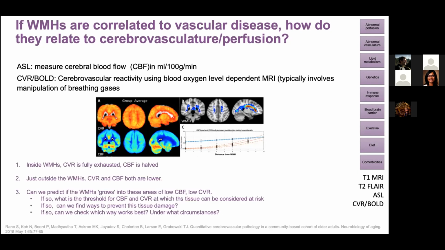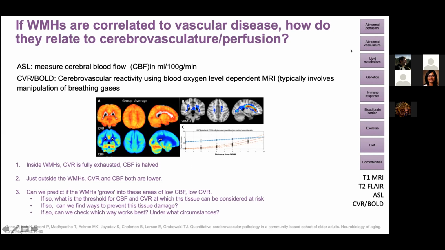So we could ask the question, can we predict if the white matter hyperintensity grows into these areas of low CBF and low CVR? If so, can we prevent that extension of these white matter hyperintensities? And if we can find out that this is indeed a vascular cause, can we come up with some way of monitoring it, treating it, and find out which approach works best to not let these hyperintensities grow?